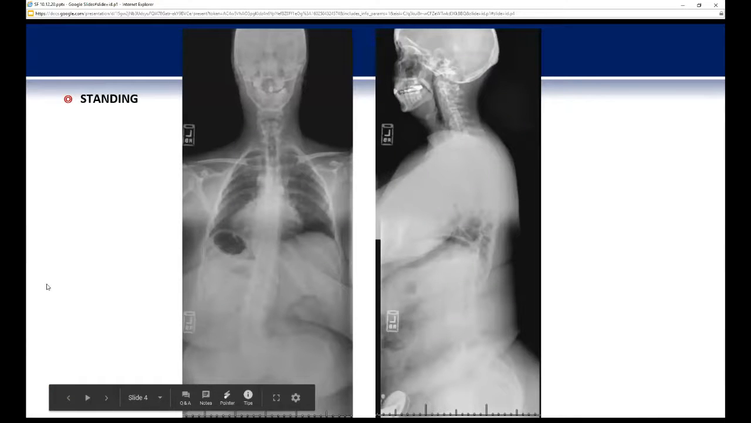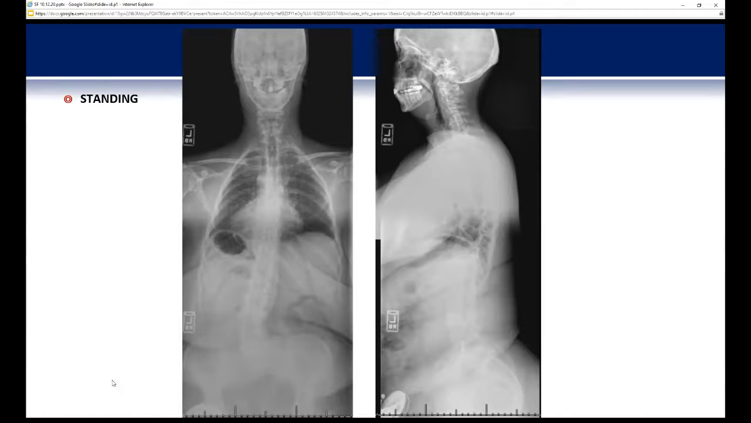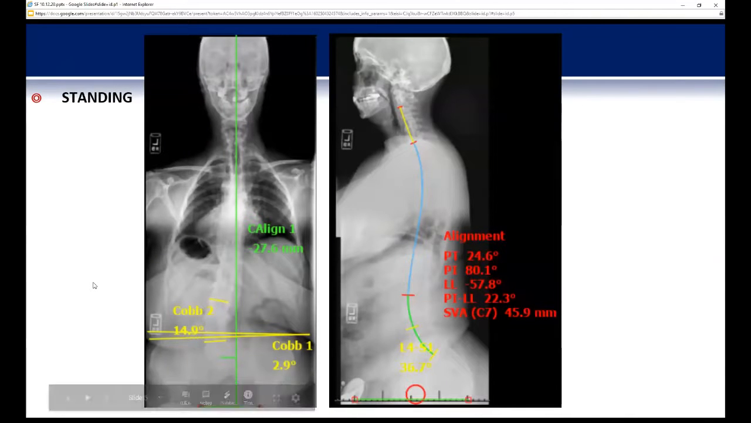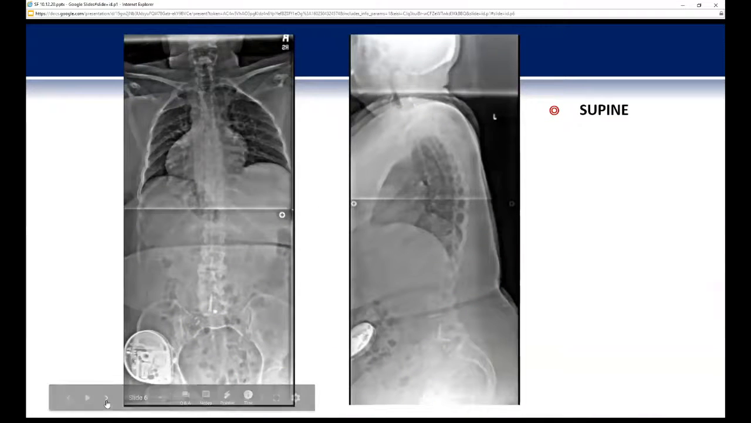These are her x-rays, standing plain films showing this coronal plane deformity in the lumbar spine. And let me pull up her sagittal parameters. PI-LL mismatch was 22.3 degrees. She had a pelvic incidence of 80, and again, showing the coronal plane deformity and malalignment, coronal imbalance. The interesting thing, her deformity was relatively flexible on supine films. Her coronal deformity corrected quite nicely.